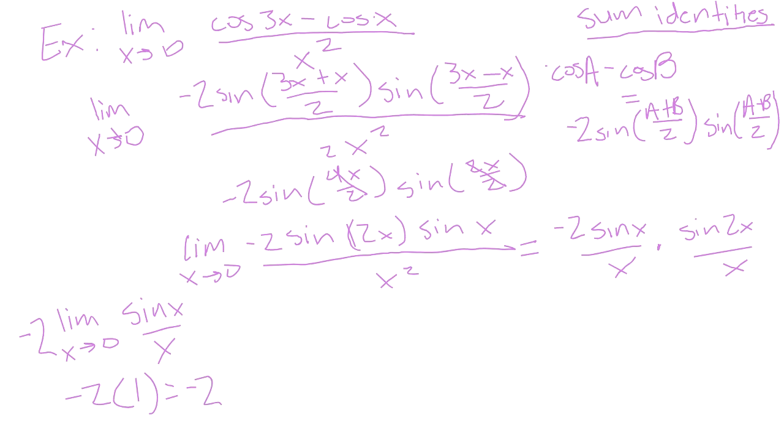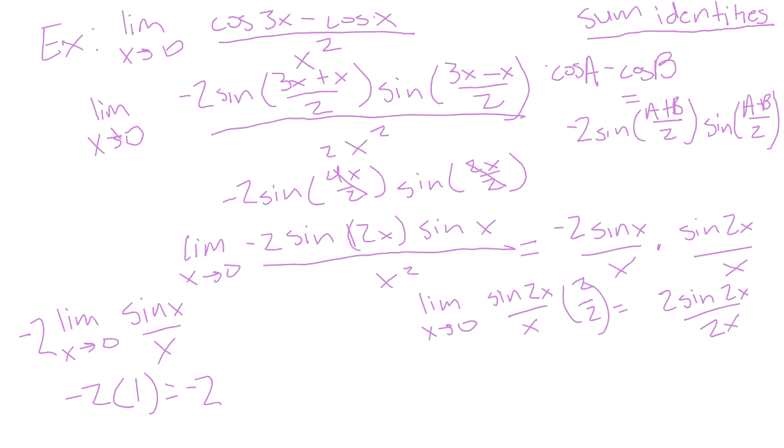Now let's look at the separate one. We have the limit as x approaches 0 of sine of 2x over x. Well, we can do something similar to what we did in the last one. We can go ahead and multiply times 2 over 2, which is going to get us 2 sine of 2x over 2x.